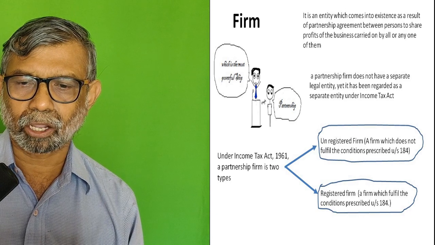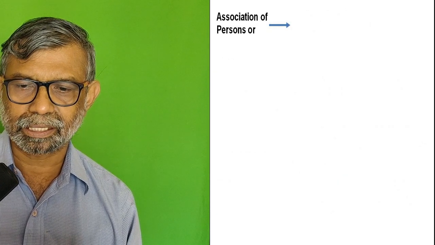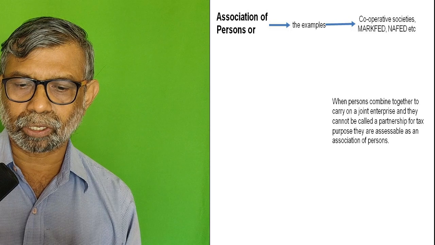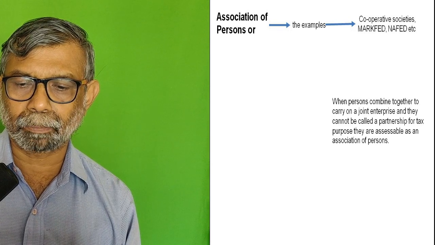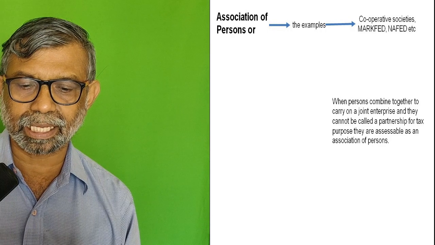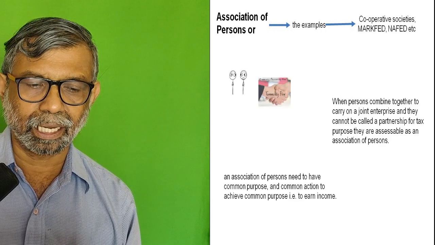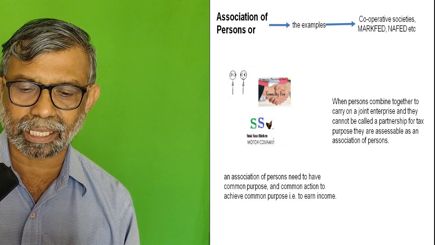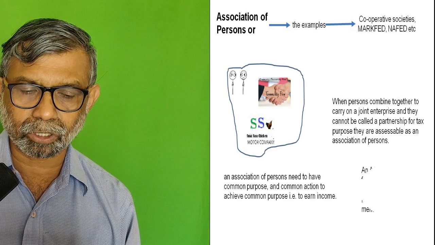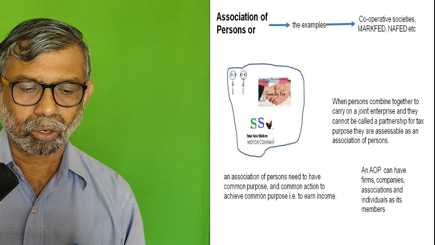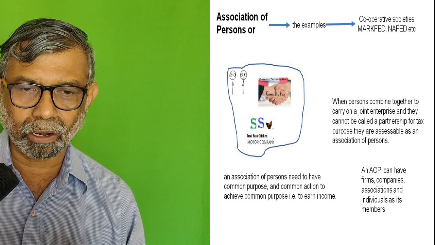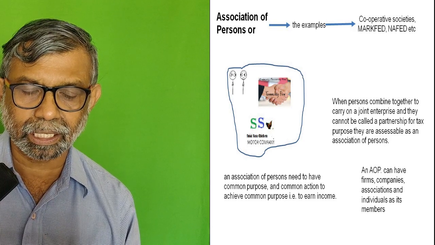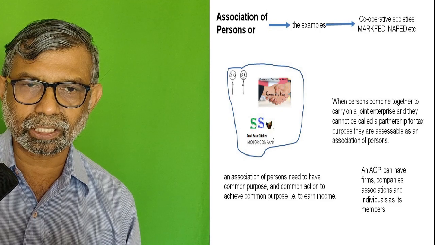Next is association of persons, body of association of persons. Who is an association of persons? A cooperative society, for example, is an example of this. When persons combine together to carry on a joint enterprise, they cannot be called a partnership for tax purposes. They are assessable as an association of persons. Look at this. Here, two individuals, a firm and a company came together to undertake some activities. When they come together to undertake an activity and they work towards this common purpose and are involved in common action, then they are called an association of persons.